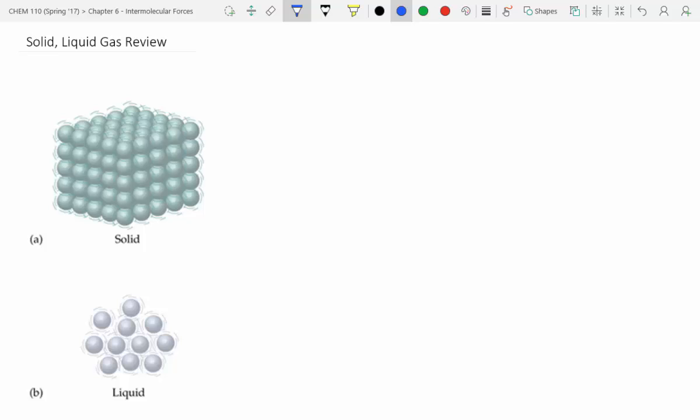All right, so chapter 6 is way different than chapter 5. Chapter 6 is all about intermolecular forces. And before we get into that, we have to do some super duper basic review. How do we define a solid as opposed to a liquid?